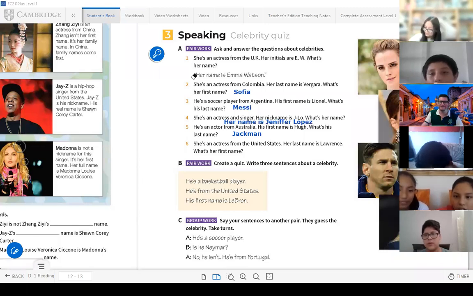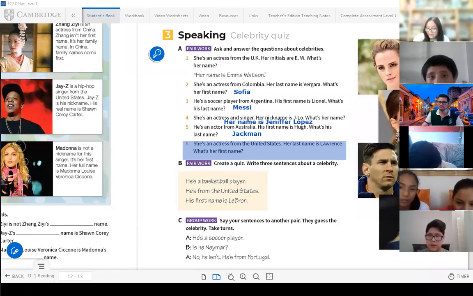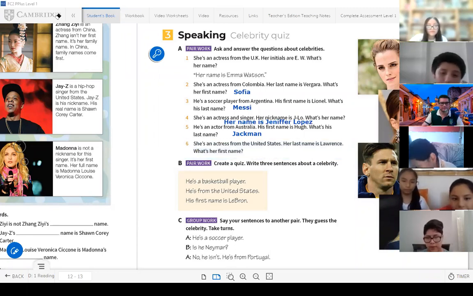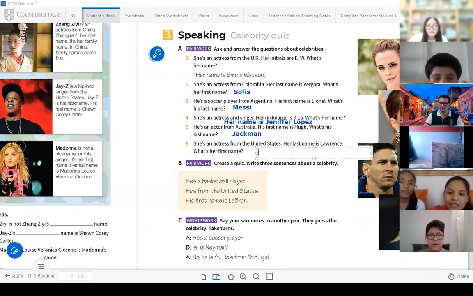Okay, now number six, please. Alanis, read the question, read the sentence, Alanis. She is an actress from the United States. Her last name is Lawrence. What was her first name? Jennifer. Oh, yeah. Jennifer Lawrence, right? Yeah, she's the actress of Los Juegos del Hambre, profesor. The Hunger Games, right? Jennifer Lawrence, right?